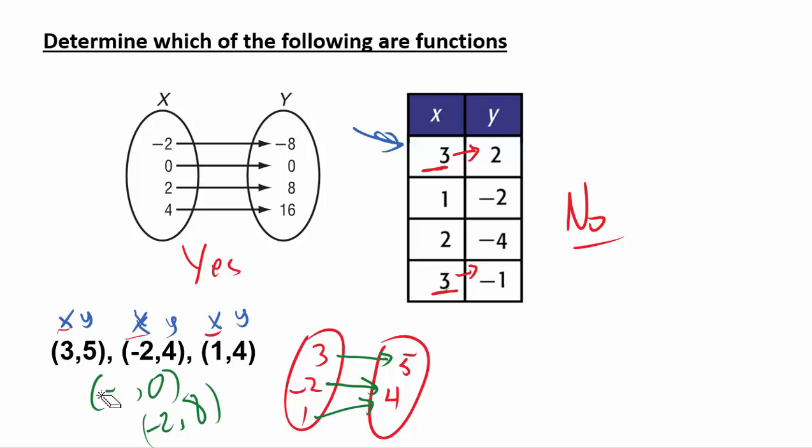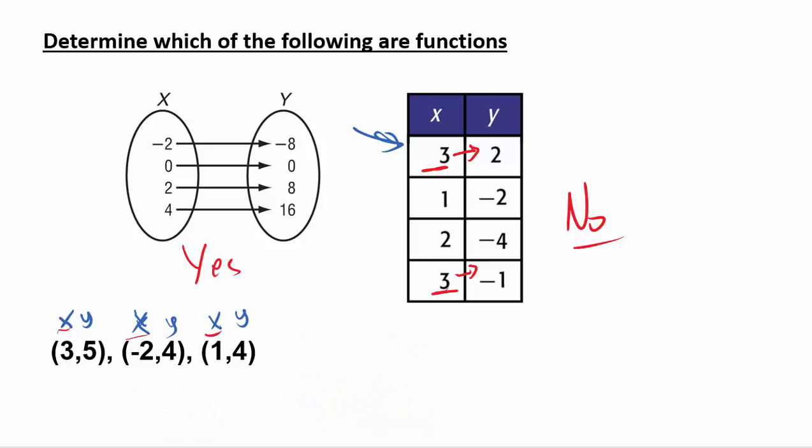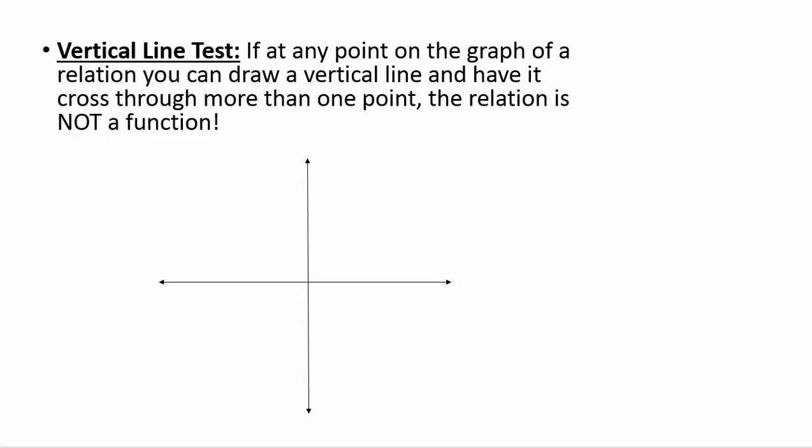So that's just a little introduction on how to tell when something is a function by looking at a chart or a table or a mapping. So now let's look at what's called the vertical line test. This will be the last thing we'll talk about here.